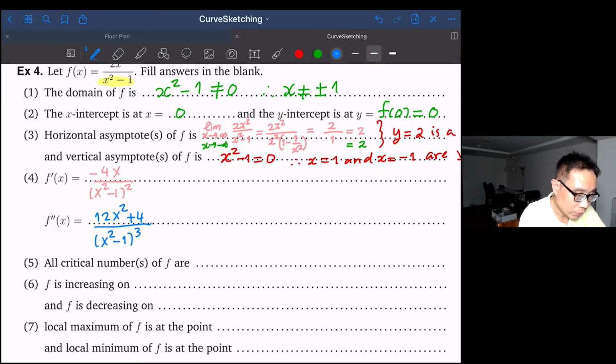For both of these, you set them equal to 0 and solve for the points. In this case, you get 4x equal to 0, so x equal to 0. And here you get 12x squared plus 4 equal to 0, so you would get no solution.